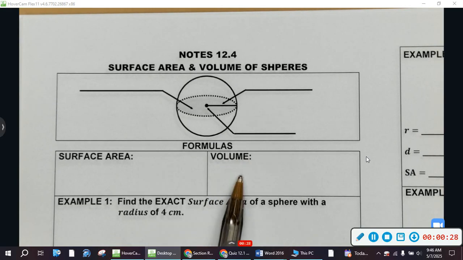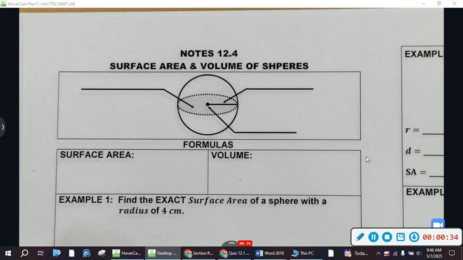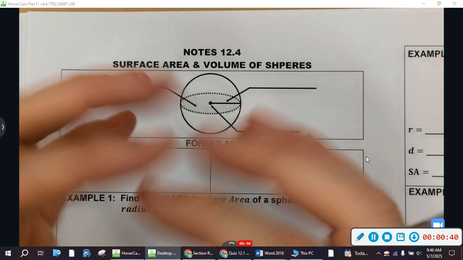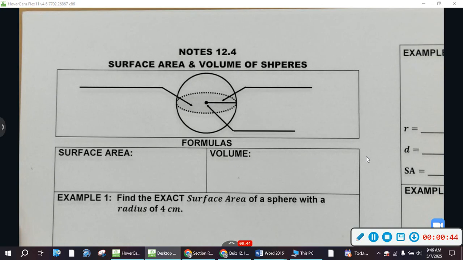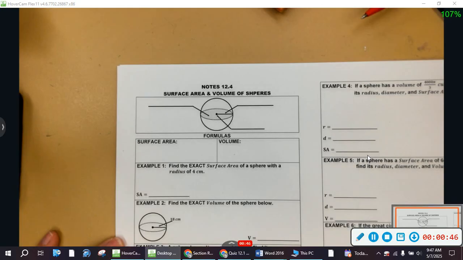Before we've been doing lateral area, surface area, and volume, but now there's no lateral because there's no edges. There's not an around part. A ball has one big surface. So we get to cut out one of the formulas. Yay!